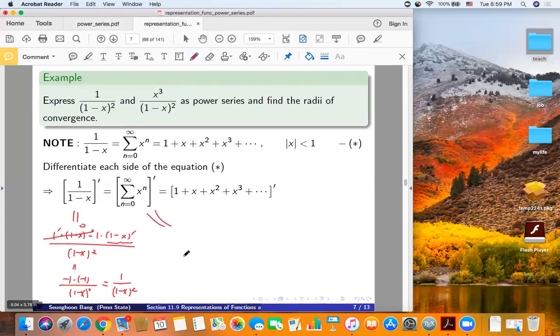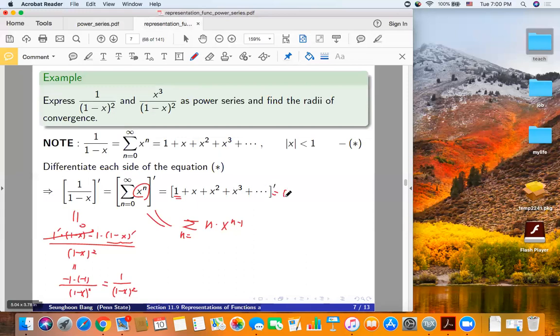What about the right-hand side? You have to use the formula. In the summation, what's the derivative of x to the n? It's n times x to the n minus 1. What's the starting index? n equals 0. What is the starting index now? Do you know the starting index n? It is 1. Yes.